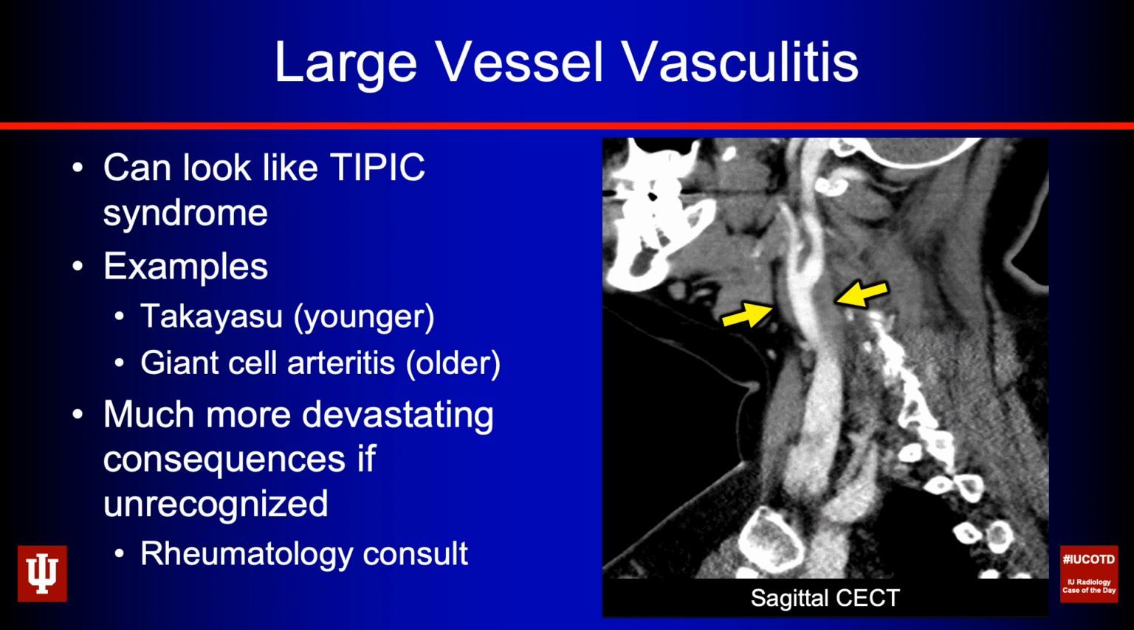Even if you think it's high likelihood of TIPIC syndrome, they probably need to get followed. And I think rheumatology may be the best person to at least get the ball rolling on it. I don't know. It's not well established, but at least they are the ones that can run point if it does turn out to be a vasculitis. So here we can see sort of this soft tissue along the carotid bifurcation as well, and something that looked an awful lot like TIPIC syndrome.